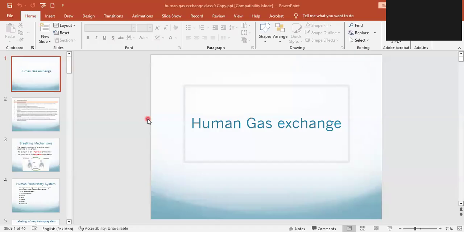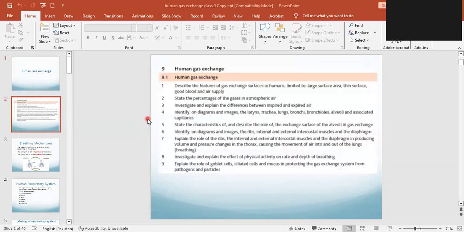Okay, I'm explaining human gas exchange for the syllabus of grade 9. In this chapter, you need to know what features should be present in the exchange surfaces, and the percentages of gases in the atmosphere, the exhaled air and the inhaled air, and how they are different.